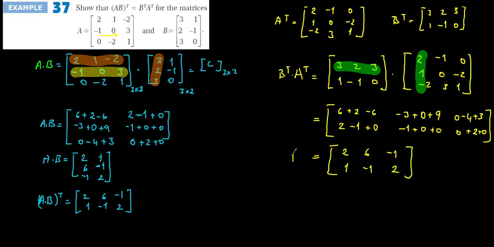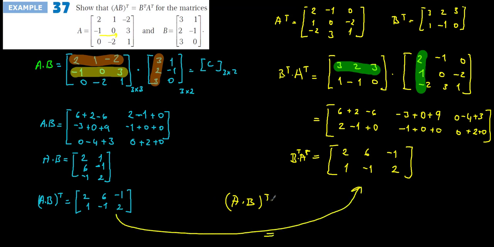And here, as you see, this is B transpose times A transpose. And this is the last part, A times B transpose. As you see, they are equal to each other. They are equal to each other, so B transpose times A transpose is equal to A times B transpose.